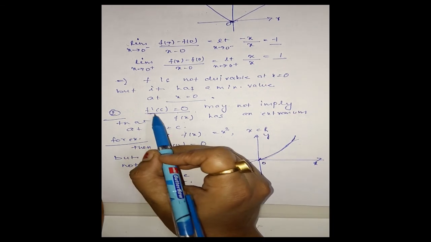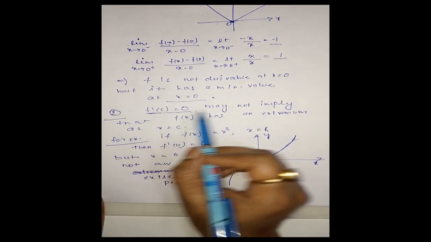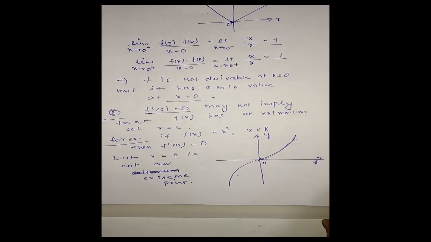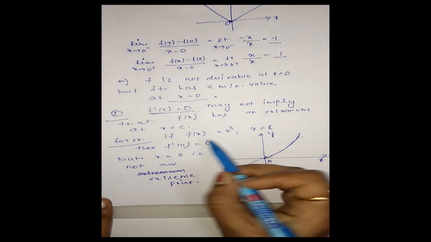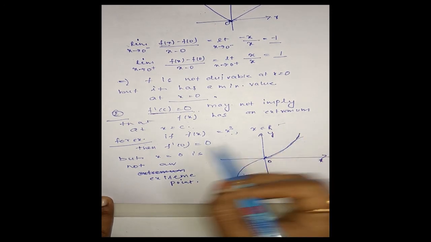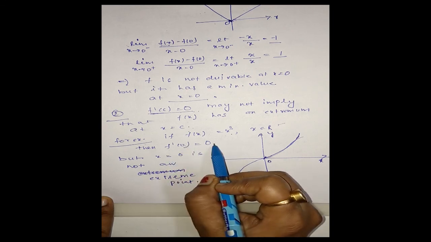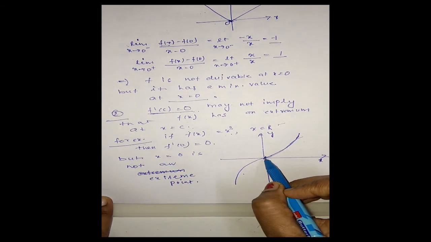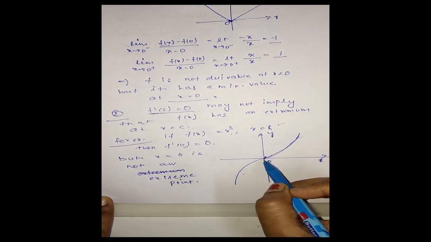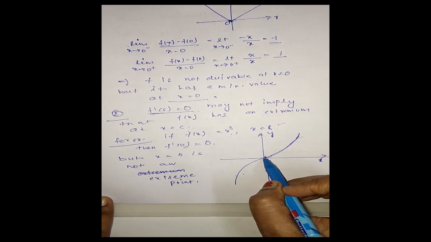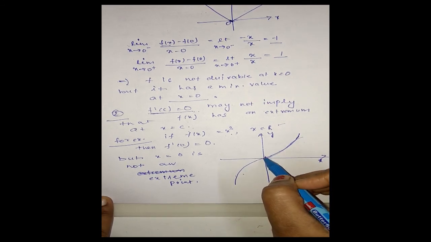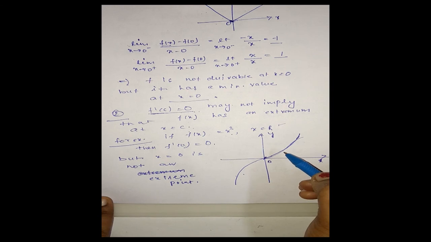This means that if we have f'(c) = 0, it may not imply that f(x) has an extremum at x = c. For example, if I consider the function f(x) = x³, where x belongs to the real line, then it is clear that f'(0) = 0. But it is clear from the graph, as the graph lies in the first and third quadrants, that x = 0 is not an extreme point. That means at this point we have neither a maximum value nor a minimum value.